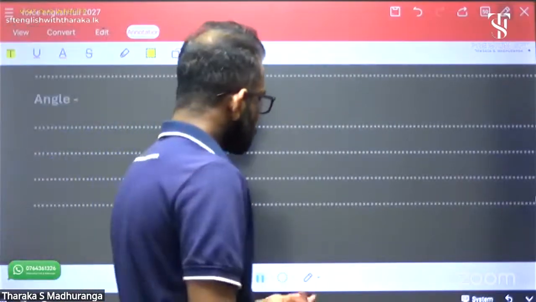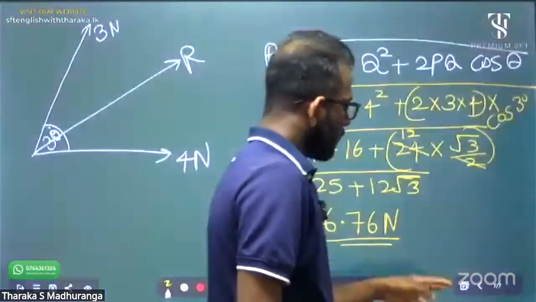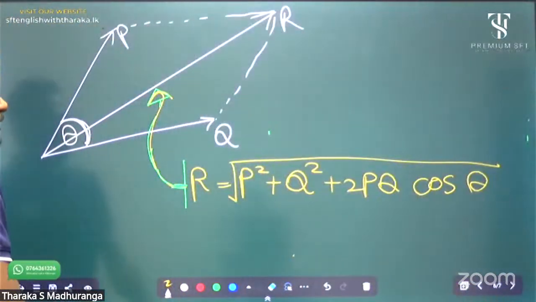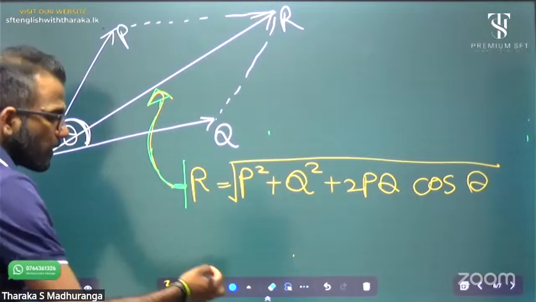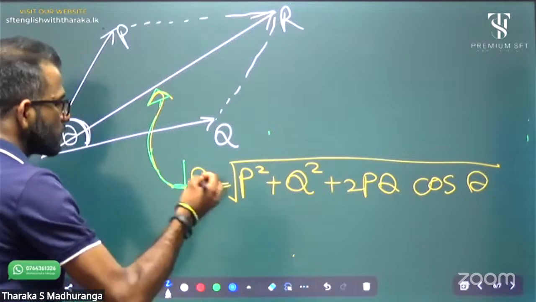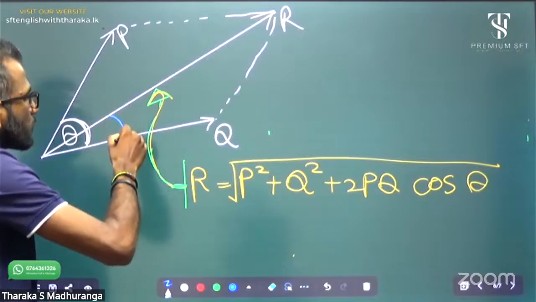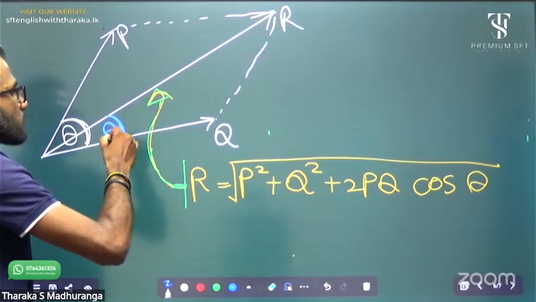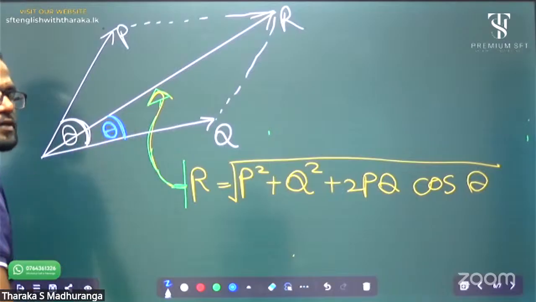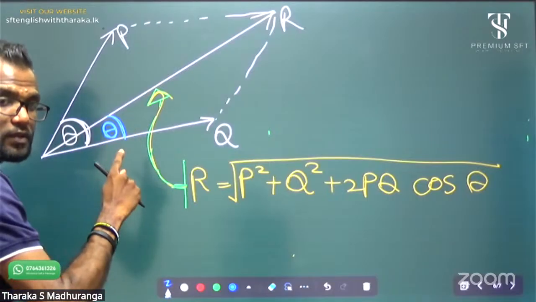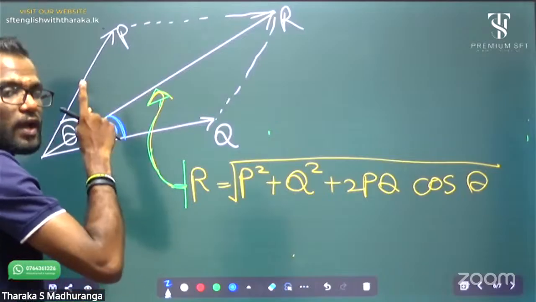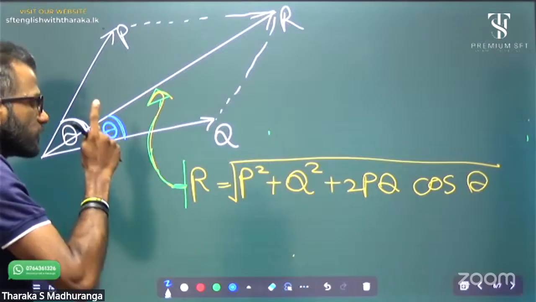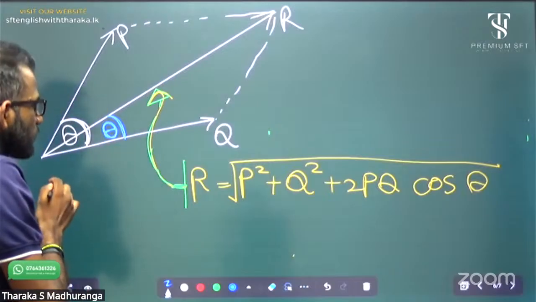Okay, now I am going to get the direction of these two forces. Same as previous, you can get the direction by an angle. I am going to calculate this angle theta. To calculate this angle, you have to be very careful. This is the method. Now this is the equation.